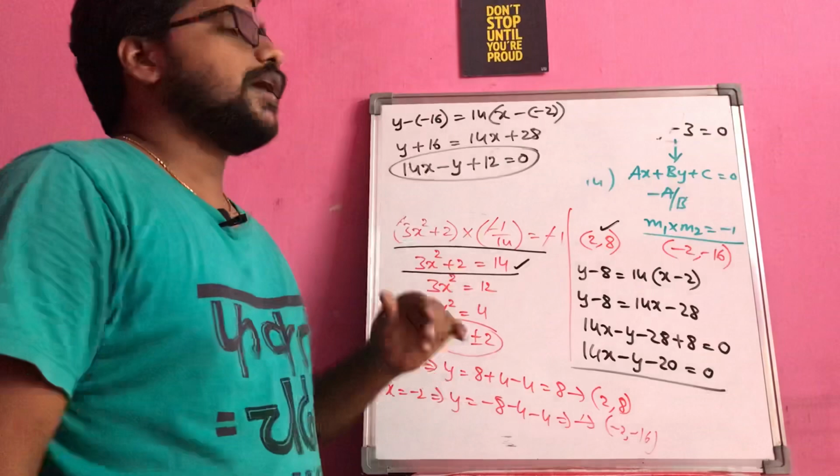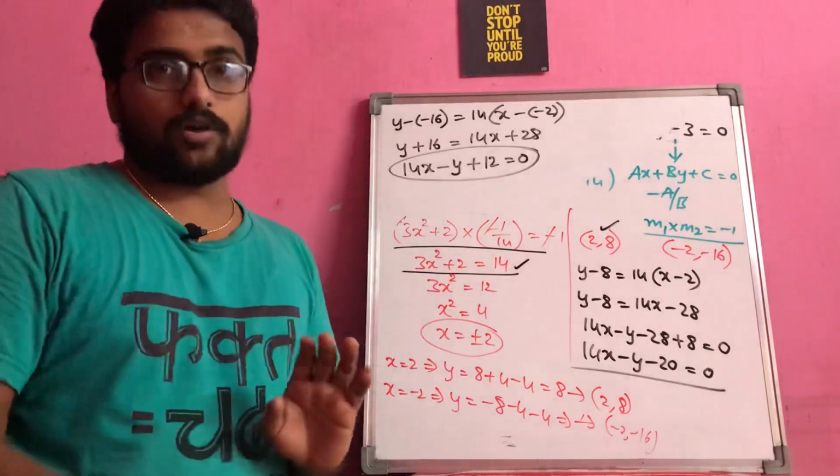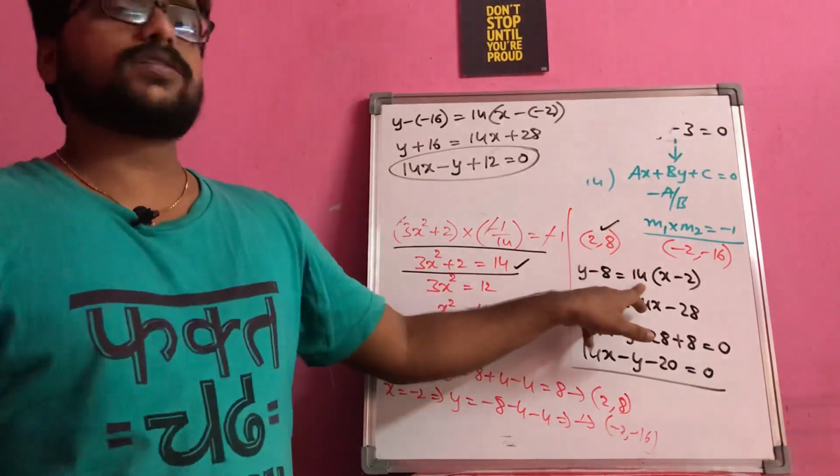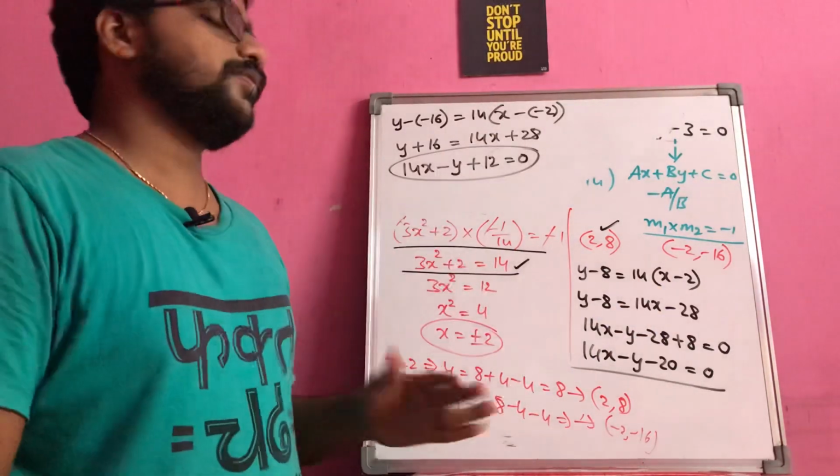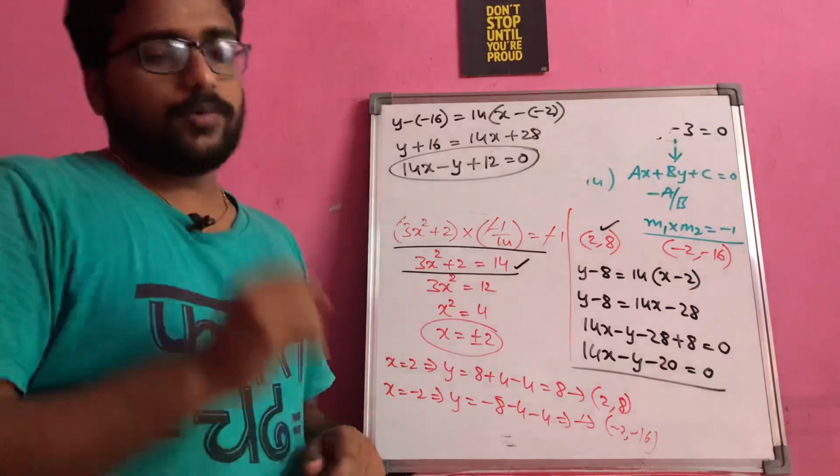In the similar way, if they ask you what is the equation of a normal, this slope has to be replaced with a perpendicular slope, that is nothing but minus 1 by 14. And if you simplify again, you will be getting one more equation.